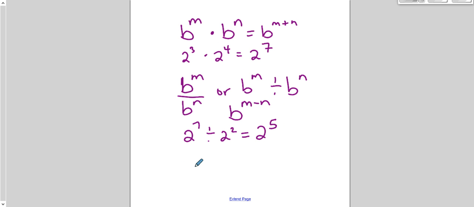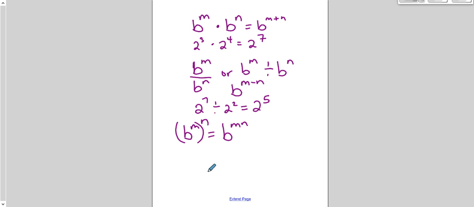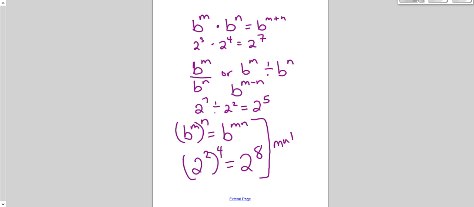Okay. Another rule that we have, and the third rule, is what we call our power law. So again, we start with our base and our exponent, but now there's another exponent. So it's an exponent to an exponent. And in this case, we multiply. So B to the M to the N. So again, for example, if I had 2 squared to the 4th, that would be 2 to the 8th because we multiply these together. So this is multiply our exponents.